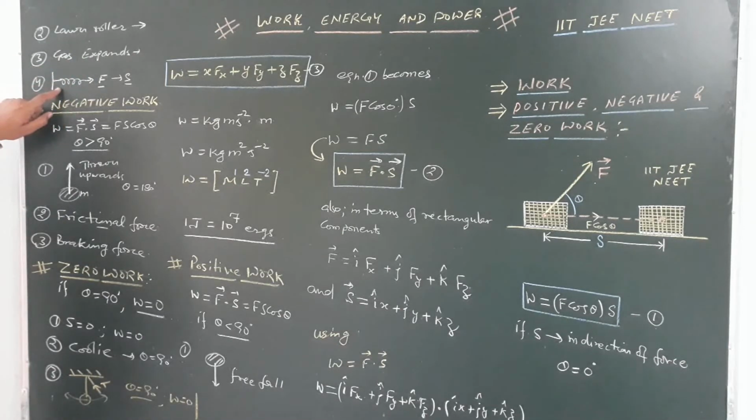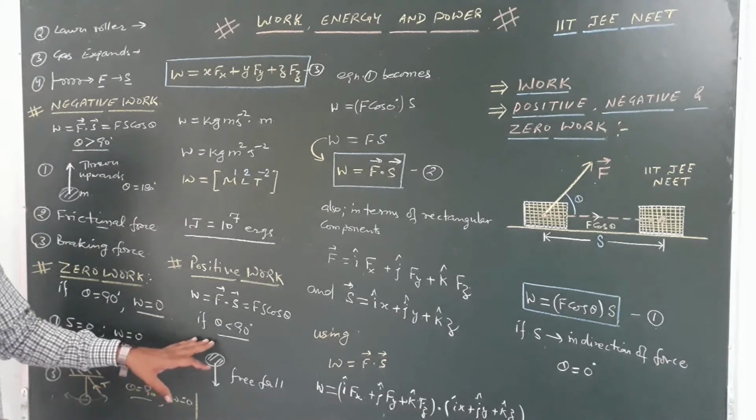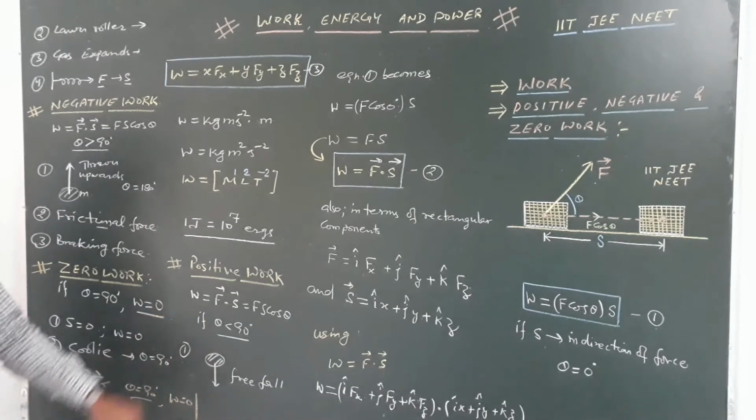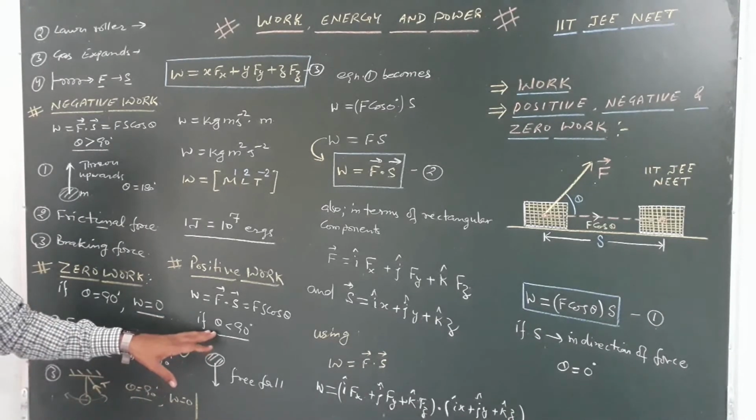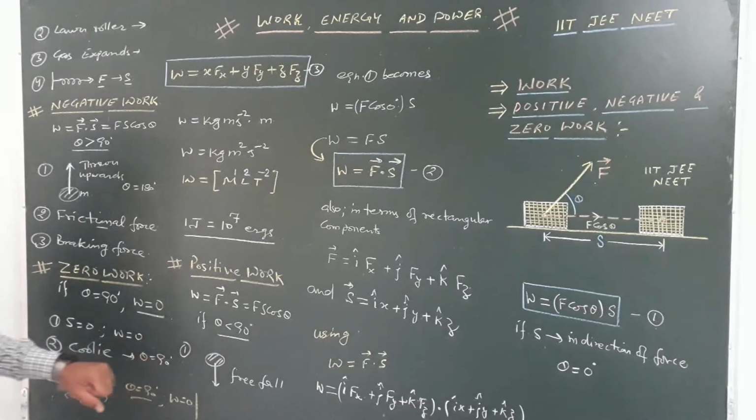Again, we can say that if a spring is stretched by applying the force F, then the applied force as well as the displacement are in the same direction. So the amount of work done by the applied force again will be positive. So these are the different examples for the positive amount of work done, where the force and displacement are in the same direction, or in the conditions where theta is less than 90 degree.